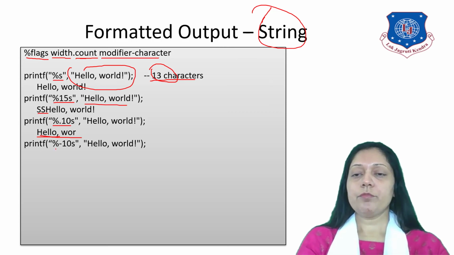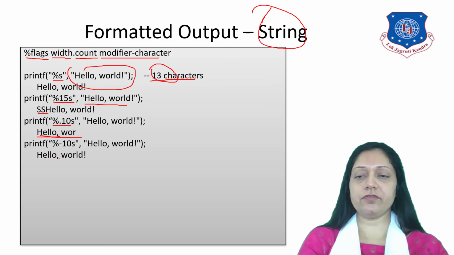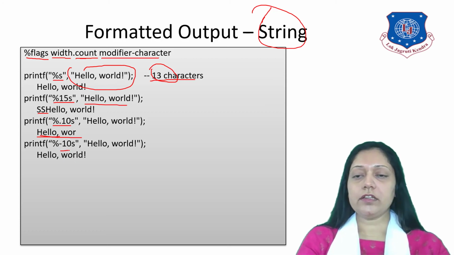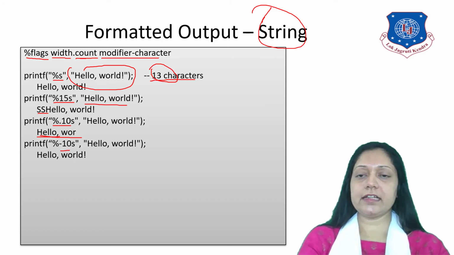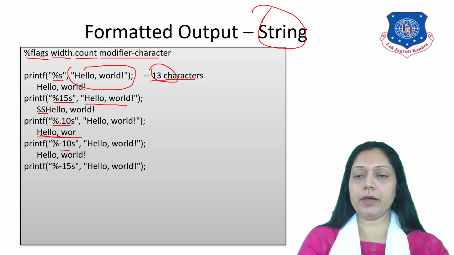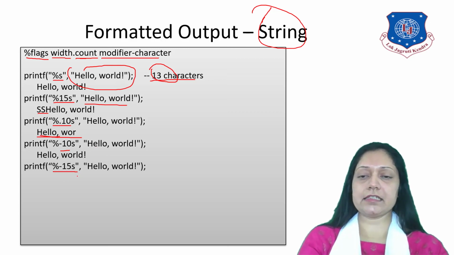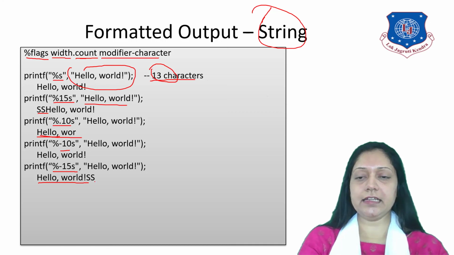Next is %-10s. So width is 10 and flag is minus, so it is left justified. Hello would be printed from the left hand side. The width is smaller than the total number of characters, that is 13, so it would be ignored by the compiler. Next is %-15s. Now the width is 15 and minus means left justified. So Hello, World! would be printed, that is 13 characters, and 2 spaces after the word.